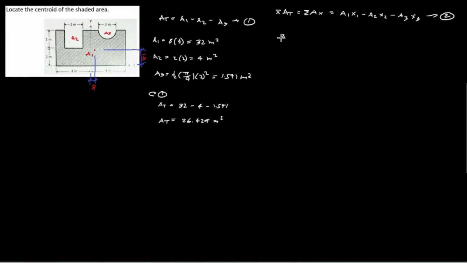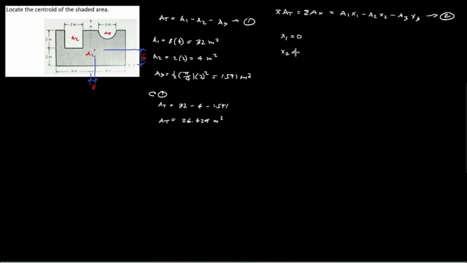We'll locate x1, for the big rectangle. The centroid of a rectangle is at 1/2 of the length, which in this case is 4 meters, and the location is at this point. Based on the y coordinate, x sub 1 is located at the y coordinate itself. So the value for x sub 1 is 0.